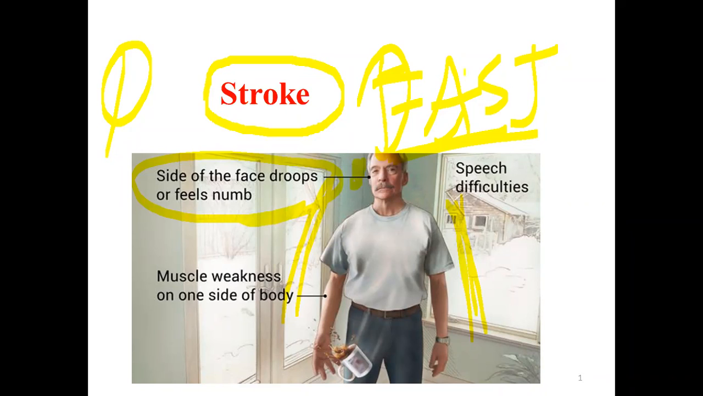Then after that, you will see weakness of the arms. Thirdly is S, which is slurred speech. Now, if you notice all those three symptoms, you have to call emergency, maybe the hospital or an ambulance, so that you take the patient to the hospital. Those are the most common early identifiers of a patient with a stroke.